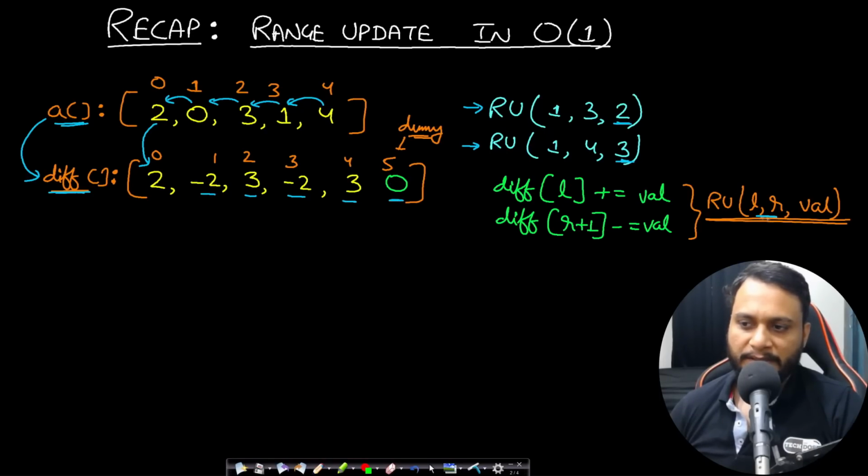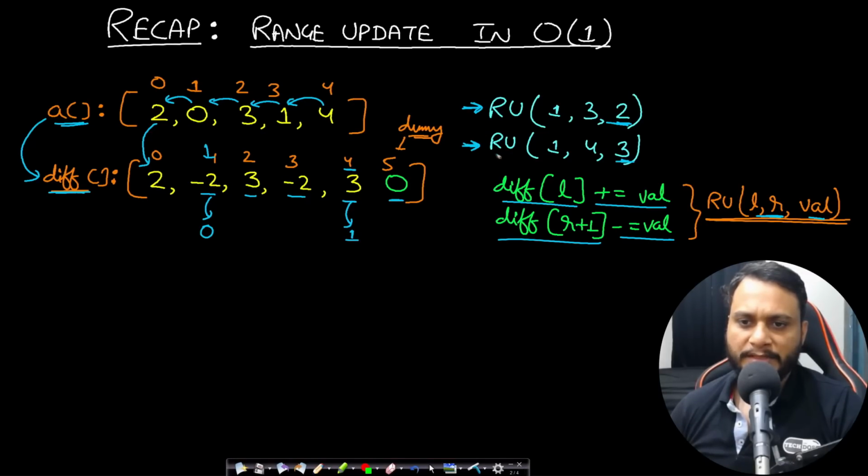If you want to do range update in the range of L to R with a given value, then we write difference at L plus equals value and difference at R plus 1 minus equals value. So if you want to do range update in the range of 1 to 3 with 2, then at 1 we have to add this value. So 2 will be added and this will become 0. And at 3 plus 1, that means at index 4, I have to subtract this same value. So this will become 1.